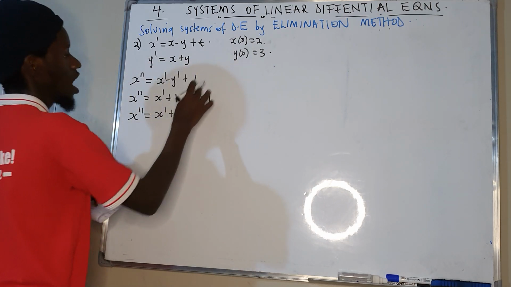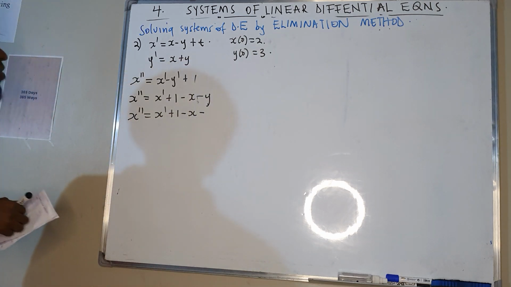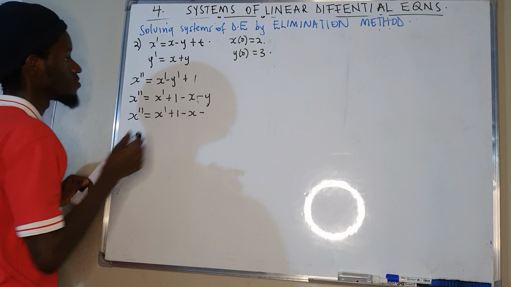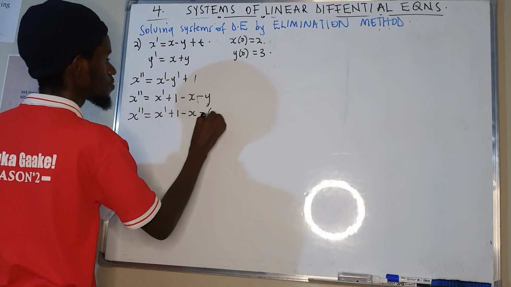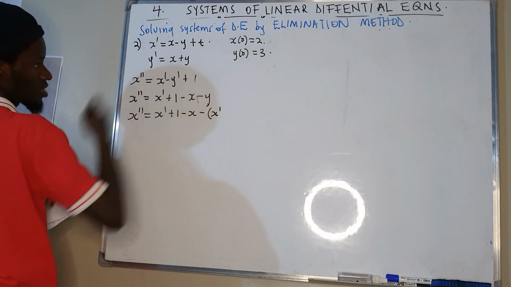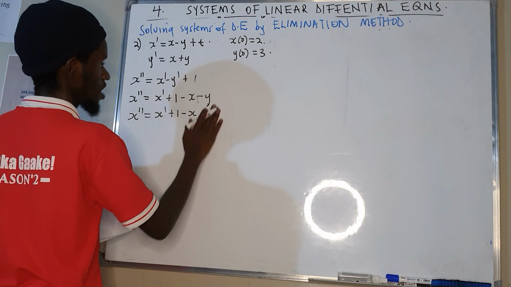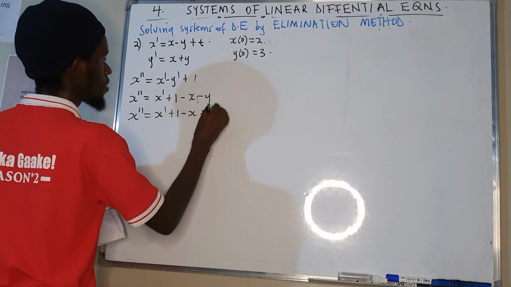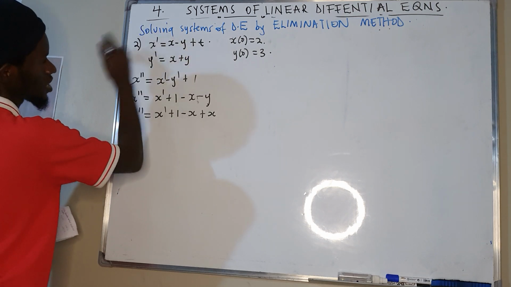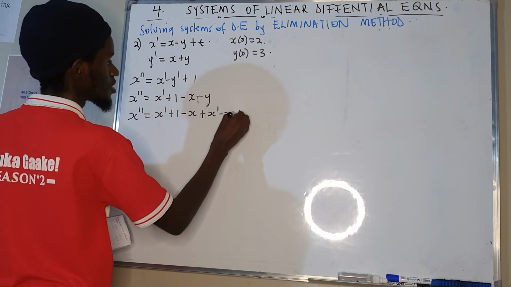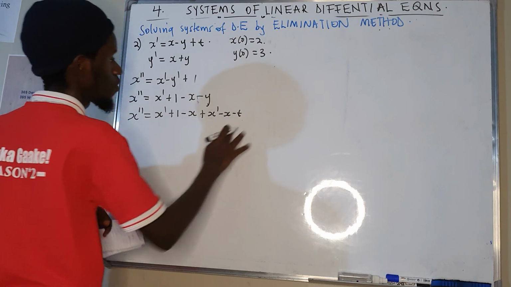Now I want to make y the subject in the first equation. If I make negative y the subject, I have plus x prime, and this one comes inside, I have negative x. I have x prime minus x minus t as my y.